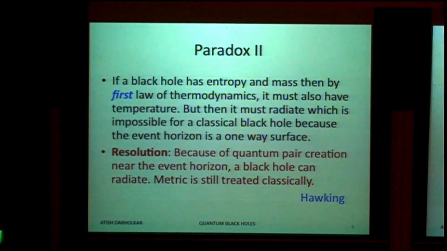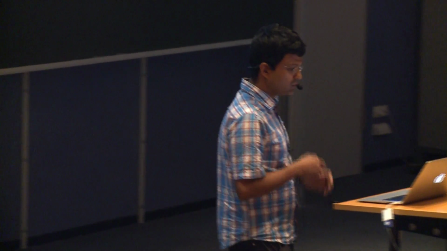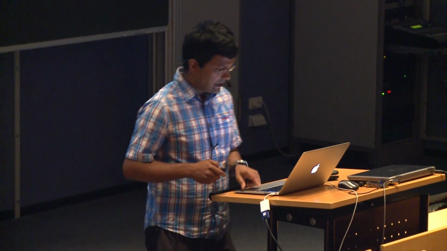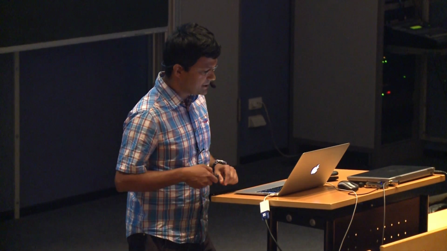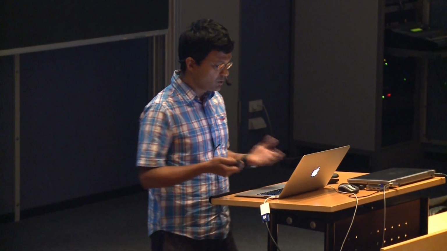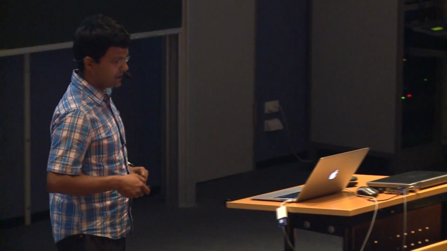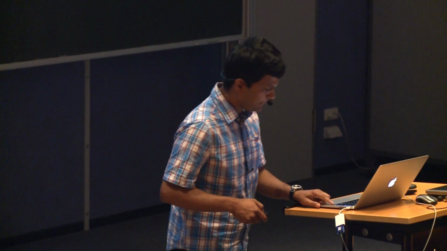But then it must radiate, which is impossible for a classical black hole, because the event horizon is a one-way surface, as we said. And the resolution is, of course, the celebrated discovery of Hawking, that because of quantum pair creation near the event horizon, a black hole can actually radiate, even though classically it cannot. And in this picture, the metric is treated classically, which is why it's a semi-classical analysis of the black hole.